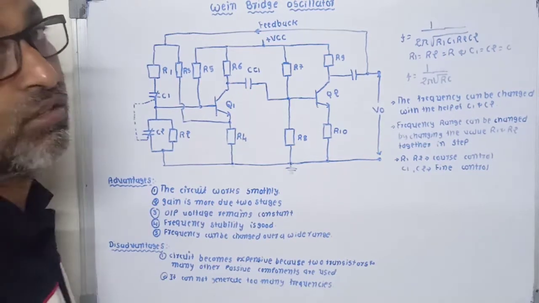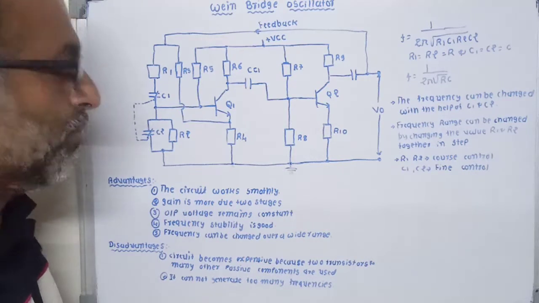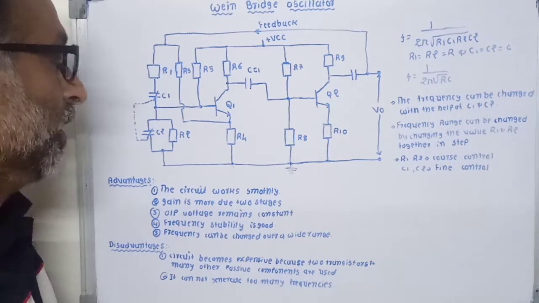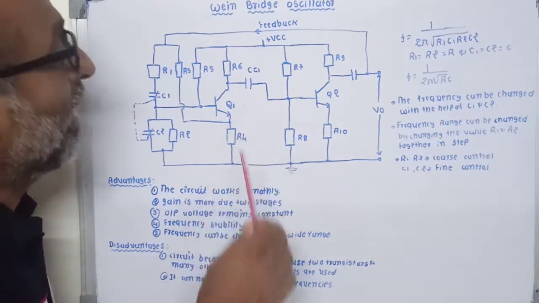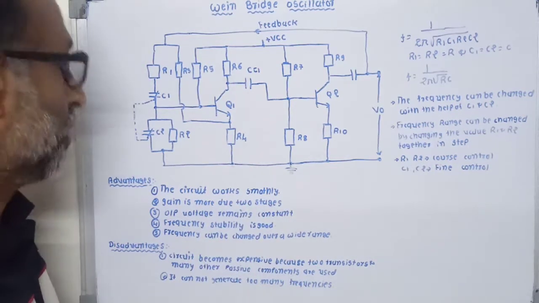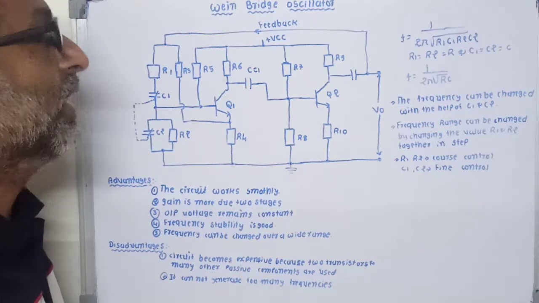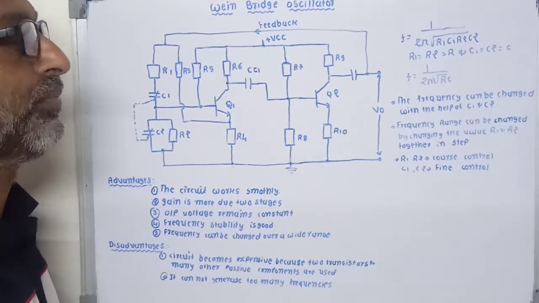Now, there are some disadvantages of this Wien bridge oscillator. First, the circuit becomes very expensive because two transistors and many passive components or elements are used. Second, too many frequencies cannot be generated.